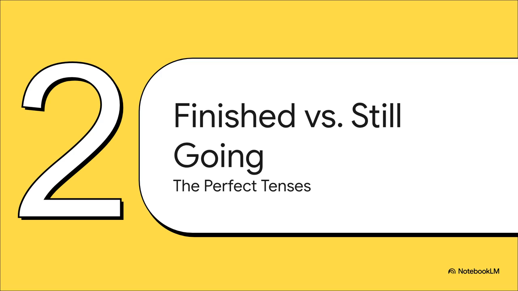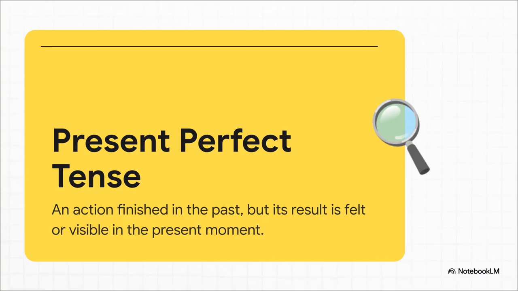Now let's move on to the duo that can sometimes trip people up, the present perfect and the present perfect continuous. This is all about the link between the past and the present. So think of the present perfect as a time bridge. The action itself happened in the past, sure, but it built a bridge right into the present moment, and we can still see and feel the effects of it right now.